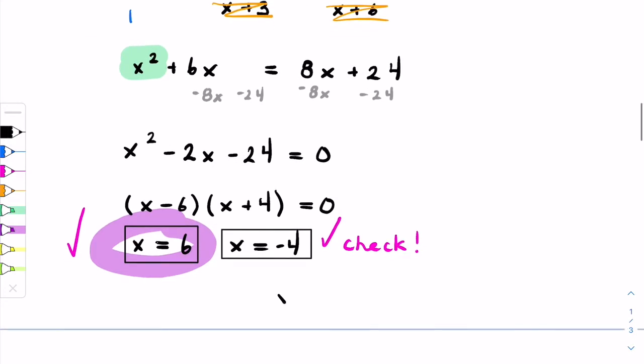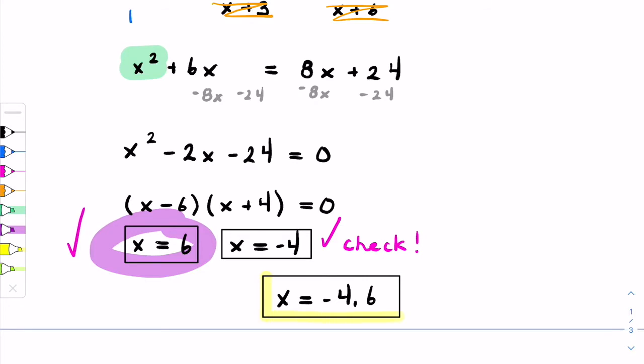Once we know that both solutions work, we can list them, and I tend to list them from smallest to largest. In this case, your solutions are x equals negative 4 and positive 6.